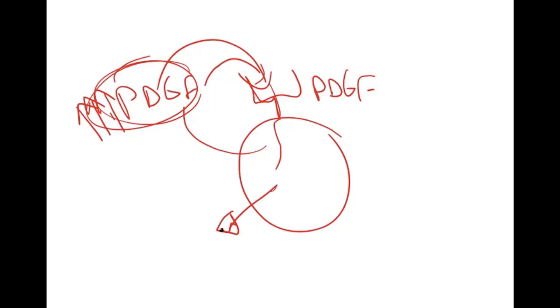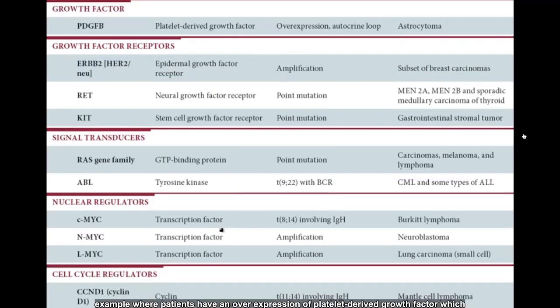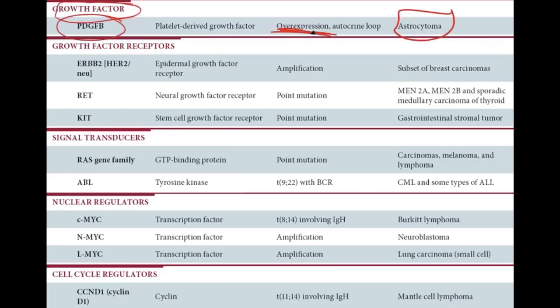And this becomes sort of a vicious cycle in which the cell keeps growing in an unregulated manner and eventually produces an astrocytoma. And so that's the classic example where patients have an overexpression of platelet-derived growth factor, which then, in an autocrine loop, results in the overgrowth of astrocytes, producing an astrocytoma. So that's the first classic example of an oncogene mutation, or a mutated gene, i.e. oncogene, resulting in formation or being associated with formation of a tumor. All right, so that's one example.